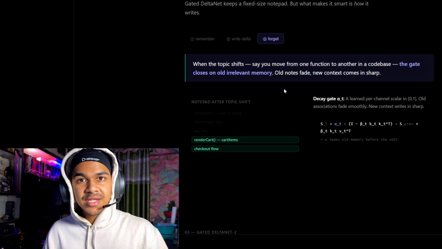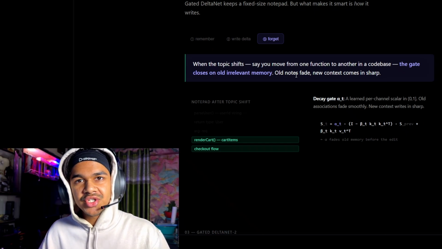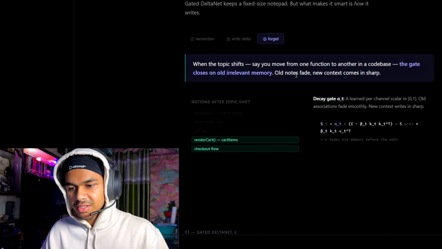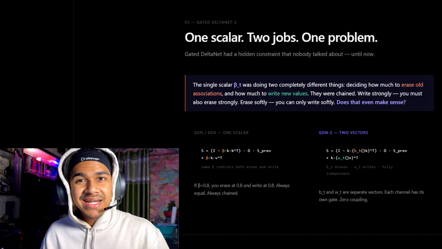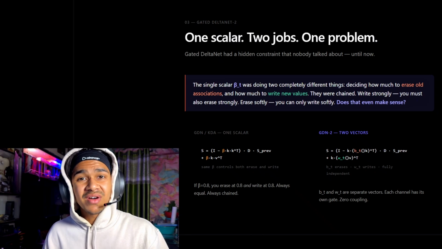and standard attention is like a student who keeps the physics exam in his mind while the chemistry exam is going on. It might be useful at some point, but it utilizes a lot of energy and it's not efficient. Old notes fade, new context comes in sharp. But gated DeltaNet had one problem, one major constraint that nobody was talking about. NVIDIA researchers just saw it and fixed it forever.